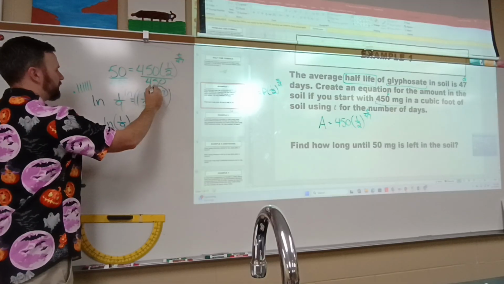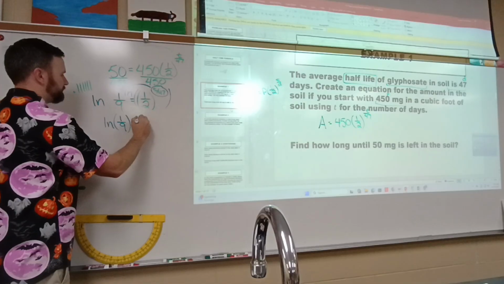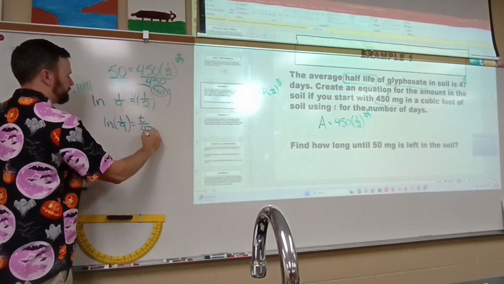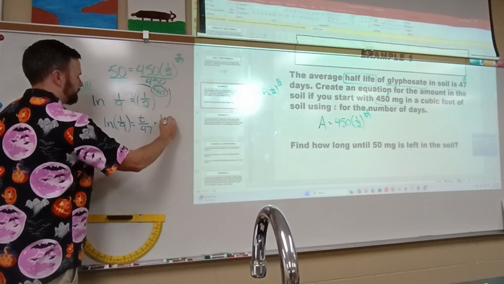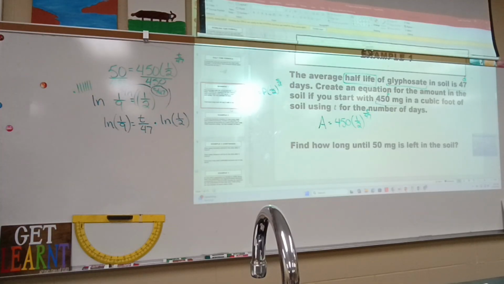What does this do when I log it? You cut it down, right? Comes out in front. So again, that looks wild.